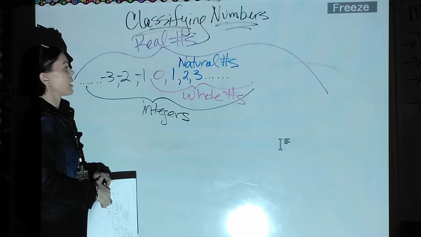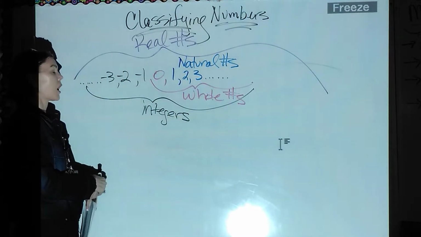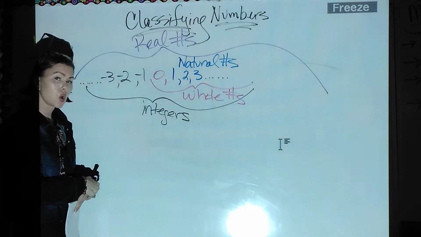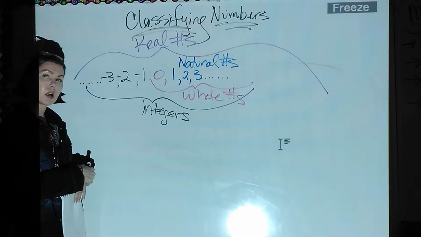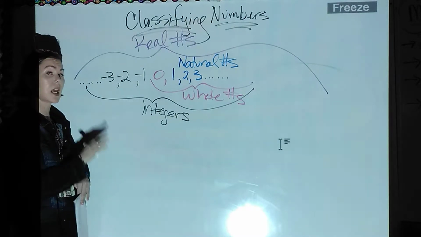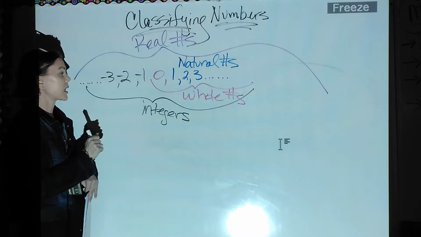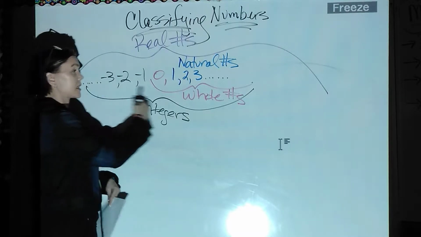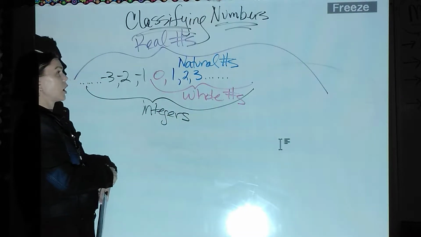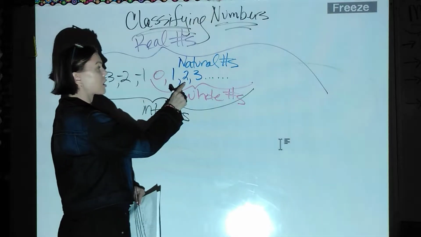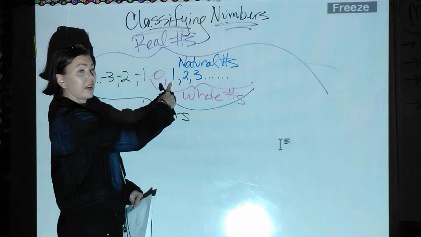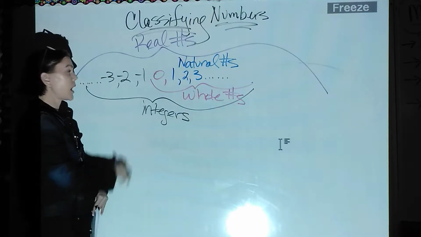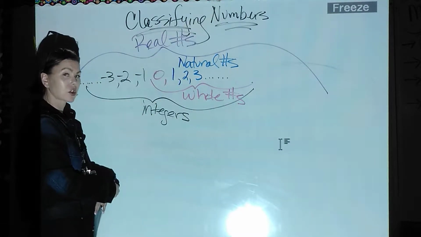Okay, and so if I were to ask you, for example, the kind of question you're going to get is, is -2 a natural number? Well, you would say no, okay, because -2 is an integer, but natural numbers start with the number 1 and go on into the positive direction. So no, -2 would not be a natural number.